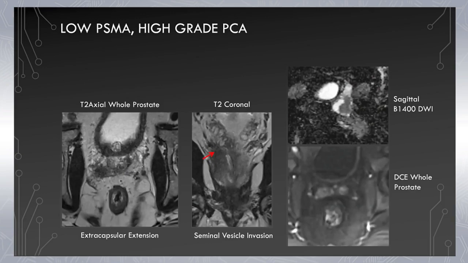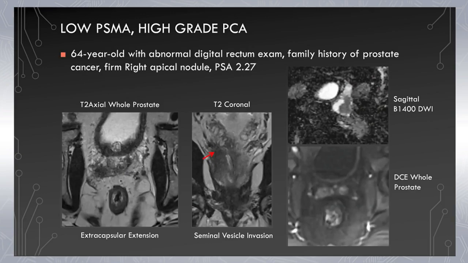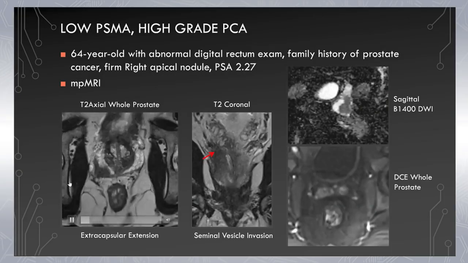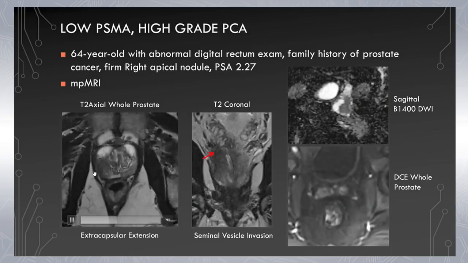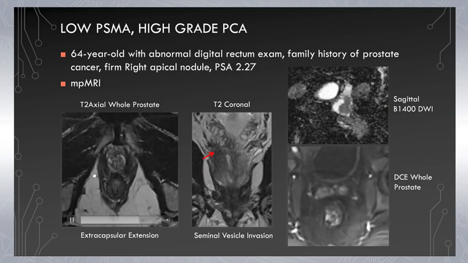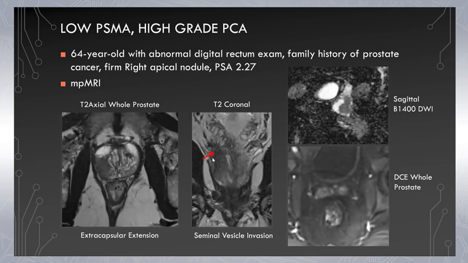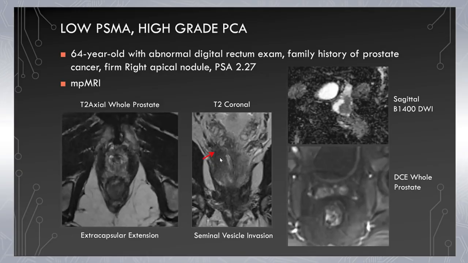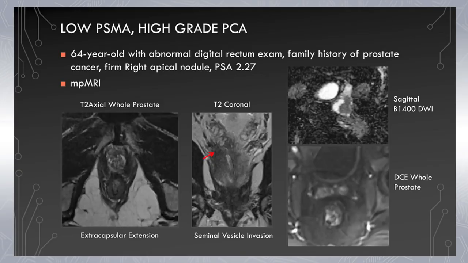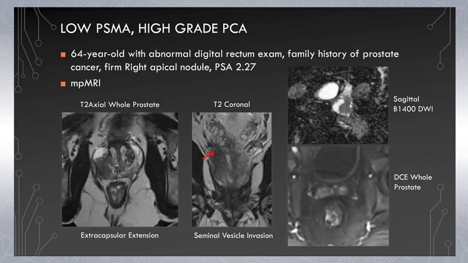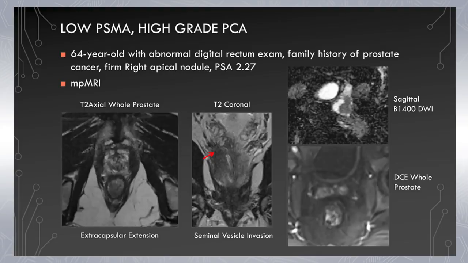Low PSMA, high grade disease. 64-year-old with abnormal digital rectal exam, family history of prostate cancer, and firm right apical nodule. PSA was only 2.27. Prostate MRI demonstrates a clear, confluent, bulky lesion within the right peripheral zone that extends within the extracapsular space. This lesion not only does that, but it invades and infiltrates the patient's seminal vesicle. Sagittal B1400 DWI demonstrates infiltration of the tumor within the seminal vesicle.